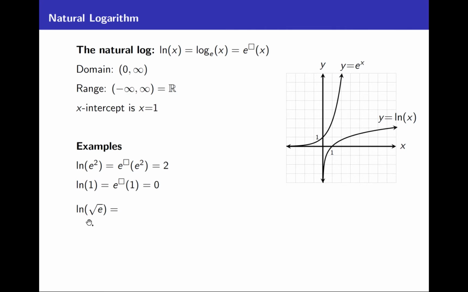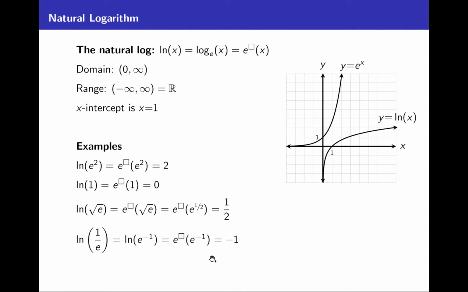Ln of the square root of e is e box of the square root of e. And let's write that square root as 1/2. So e box of e to the 1/2. What goes in the box, so e to that power equals e to the 1/2? 1/2. What about ln of 1 over e? That's ln of e to the power of -1, or e box of e to the power of -1. So what goes in the box, so e to that power equals e to the -1? Well, obviously -1. So ln of 1 over e equals -1.